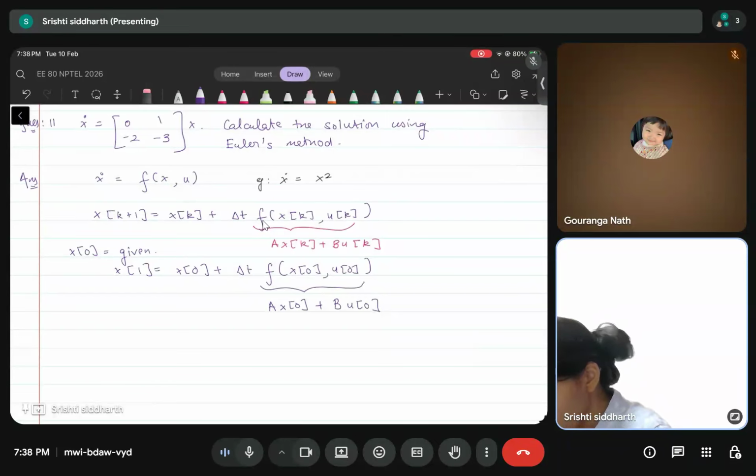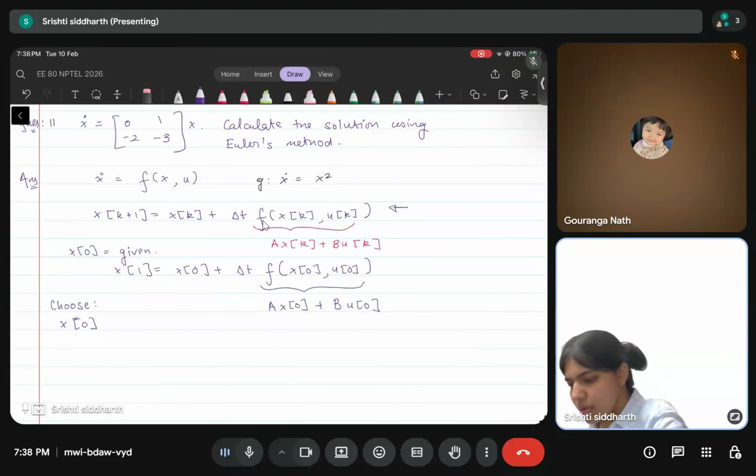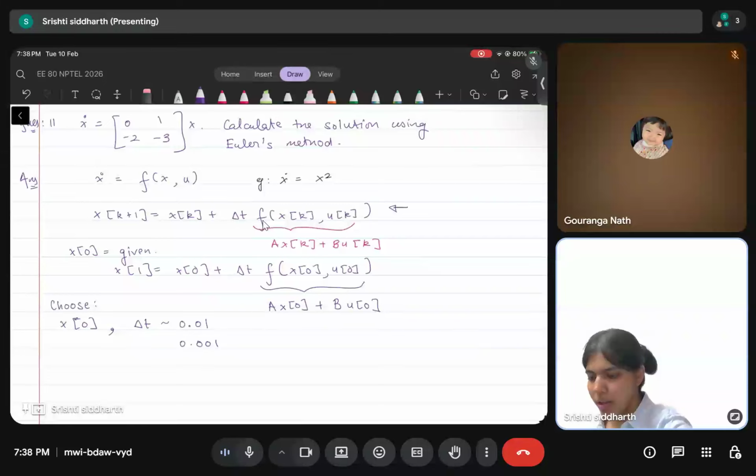We have to choose two quantities. First one is the initial condition, so that we know how to compute this recursive equation from k to k plus one. And we also need the time step definitely. Usually this is small. I think in the lectures this has been taken around 0.01 or a multiple of it. We could also try 0.001 and some lower values as well.